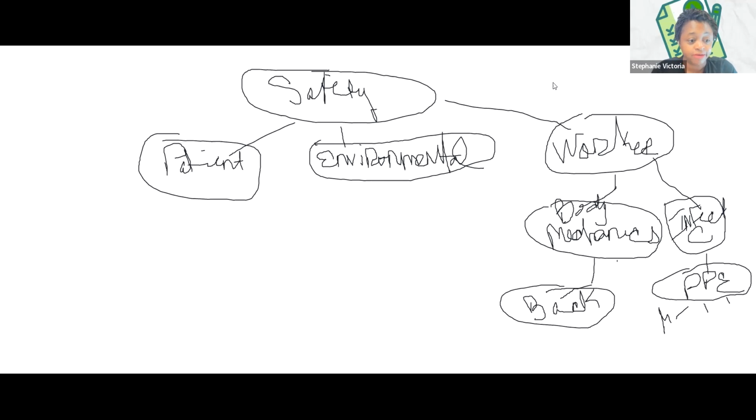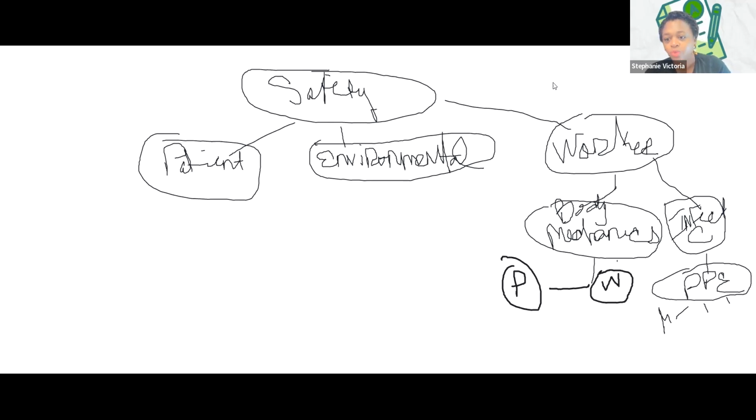And actually, if we erase this back here, I think what comes above this, and this is how a concept map works, and it's so brilliant. Under body mechanics, I'm just going to put P for patient body mechanics and worker body mechanics. So you see, it's safety, worker safety. Under body mechanics, patient and worker. So under worker, I could put your back, you see, and then the patient has their own body mechanics.